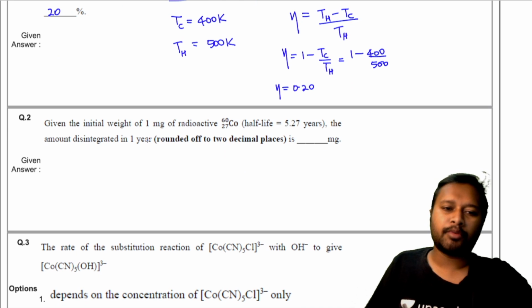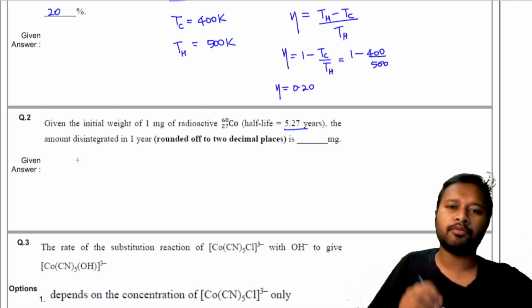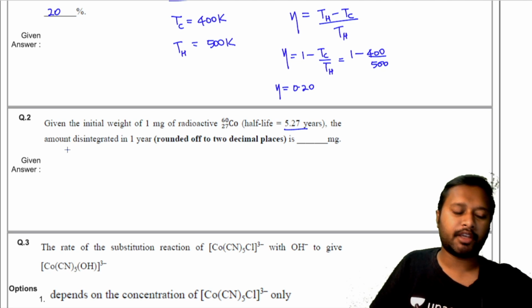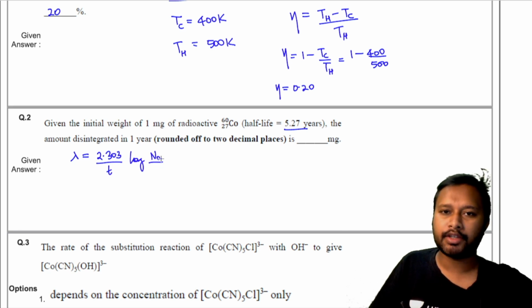The next question is from your kinetics. It says given the initial weight of 1 milligram of radioactive substance, half life is given to you, the amount of it disintegrated in 1 year is, and you have to round off up to 2 decimal places. To do this question you have to use the radioactive decay formula. Your decay constant lambda is given by 2.303 upon T, log of initial concentration or initial number of moles divided by the final amount or final weight. And since the half life is given to you, you can calculate lambda as 0.693 divided by T half. This is the formula.